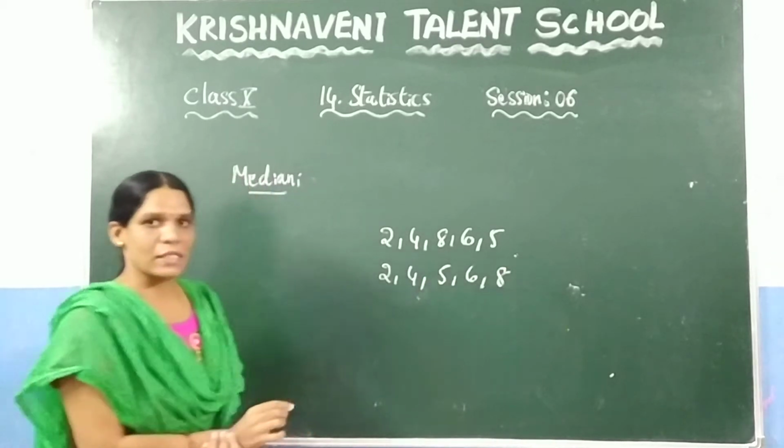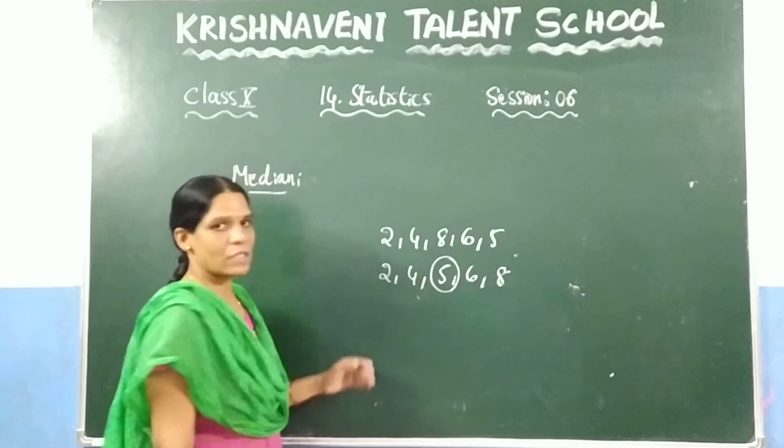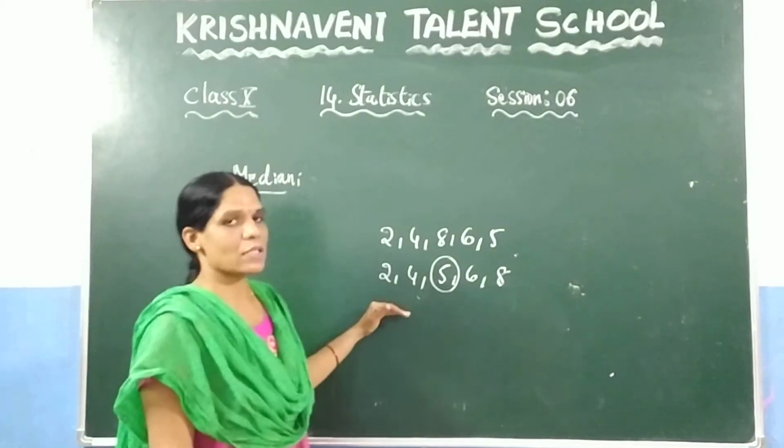Now you can easily find the middle value here. What is the middle value? It is 5. So the median in this case is 5.